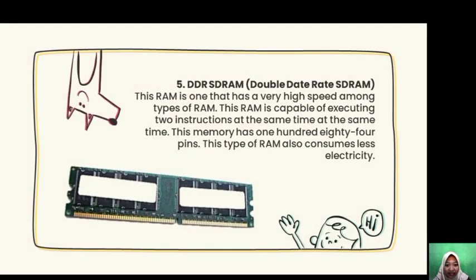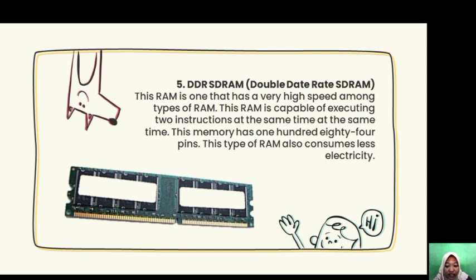5. DDRAM, SDRAM, or Double Data Rate SDRAM. This RAM is one that has a very high speed among types of RAM. This type is capable of executing two instructions at the same time. This memory has 184 pins, and this type of RAM also consumes less electricity.